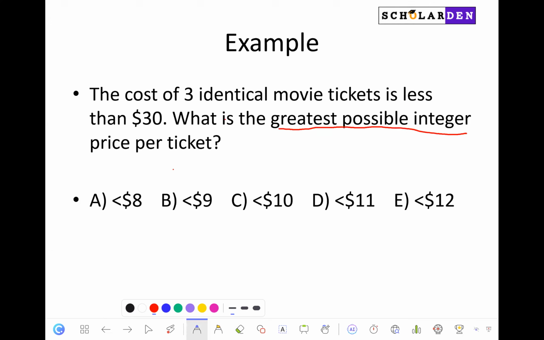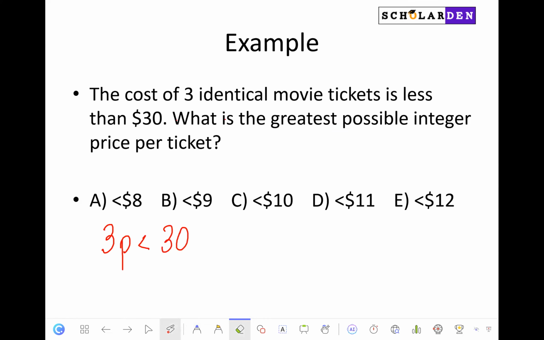As I said, your original expression is that 3 tickets should cost less than 30. The cost of 3 identical movie tickets is less than 30, right? Just for clarity's sake, let's forget the second part for now and focus on the first part. The first part states that the cost of 3 identical movie tickets is less than 30, so 3 tickets should always cost less than 30.